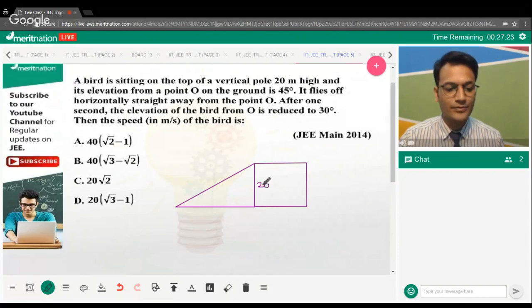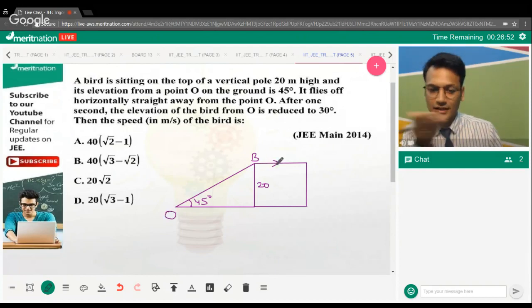So this is the pole, let's say 20 meters high. Bird is sitting over here. Let's say bird is B. And its elevation from point O, from the ground is 45 degrees. This elevation is 45 degrees. It flies off horizontally straight away from point O. This is point O. It flies off horizontally away from point O. O is this. Away from point O is in this direction.